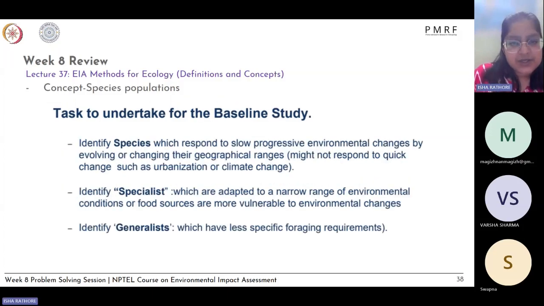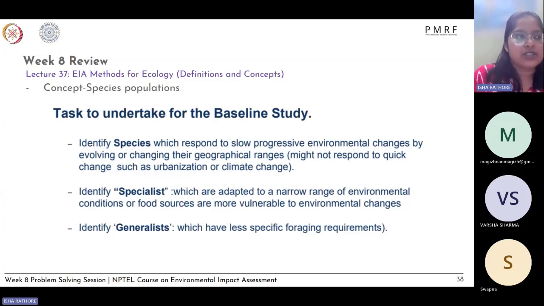So first you identify species which respond to environmental changes by evolving or changing their geographical ranges. Then you identify specialists, which are adapted to a narrow range of environmental conditions or food sources and are more vulnerable to environmental changes. Then you identify generalist species. So these have less specific foraging requirements.